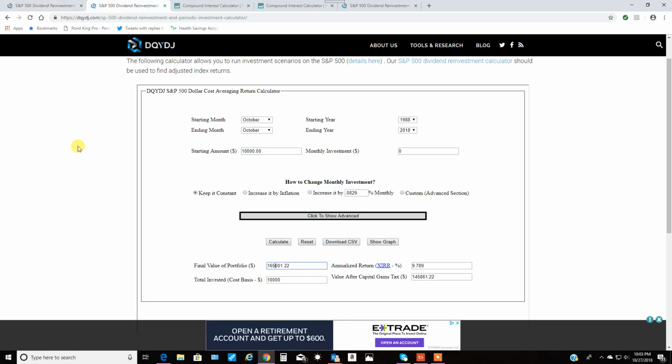Okay, now let's shrink it down to 30 years. Well, 30 years, $10,000, not adding anything to it, would be worth $165,001.22. So still a pretty good amount higher than that $10,000 investment, but nowhere near this much.